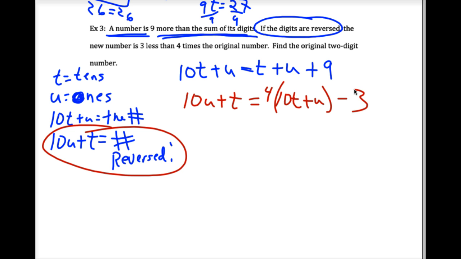4 times the quantity of 10t plus u, then 3 less than that would be a minus 3 at the end of it. What number gets distributed? Kevin, 4. So 10u plus t equals 40t plus 4u minus 3. Okay? Move your variables over.